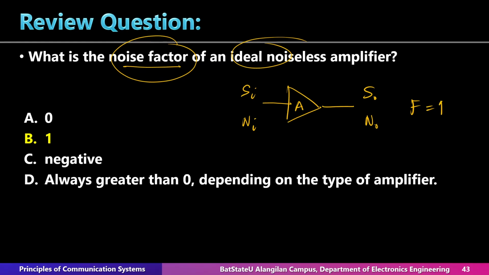Kung ang amplifier ay hindi ideal, meaning, siya ay nagge-generate ng noise, saan mas malaki ang signal to noise ratio? Sa input or sa output? Ang tamang sagot, mas malaki ang signal to noise ratio sa input. Bakit? Remember, kapag ang isang amplifier ay nag-generate ng noise, yung F natin ay greater than 1.